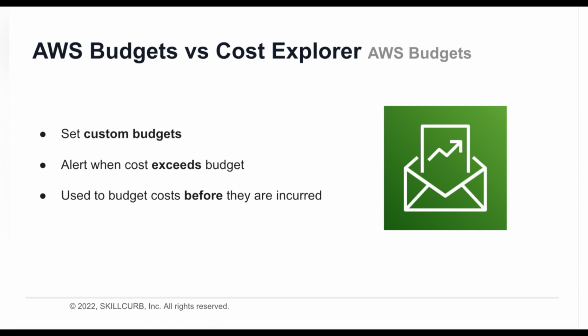With AWS Budget Actions, you can also configure specific actions to respond to cost and usage status in your accounts, so that if your cost or usage exceeds or is forecasted to exceed your threshold, actions can be executed automatically or with your approval to reduce unintentional overspending. AWS Budgets are used to budget costs before they are incurred.